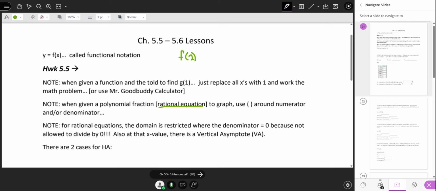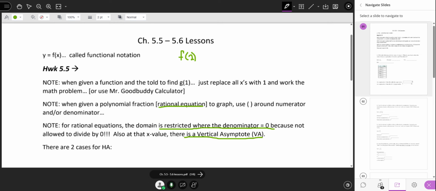Anyways, note, for rational equations, the domain is restricted. Domain is restricted where the denominator equals 0, because you're not allowed to divide by 0 until you get to calculus. Also, at that x value, there is a vertical asymptote that I shortcut to VA.